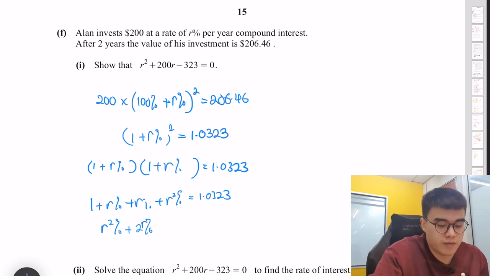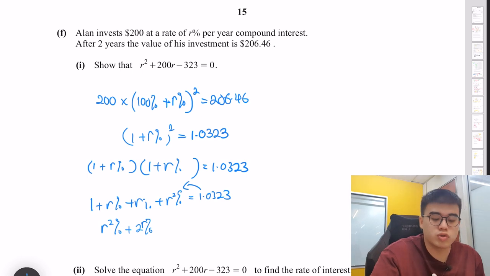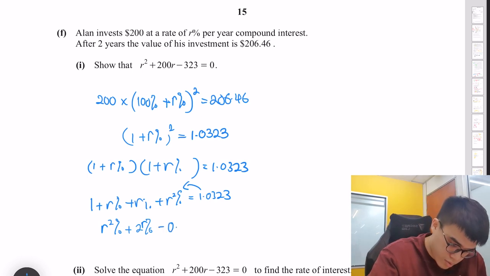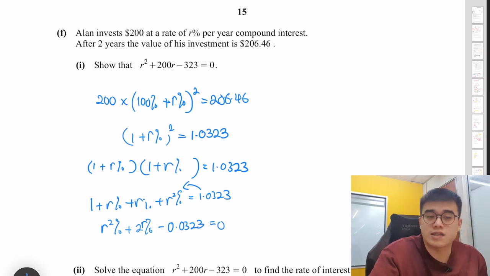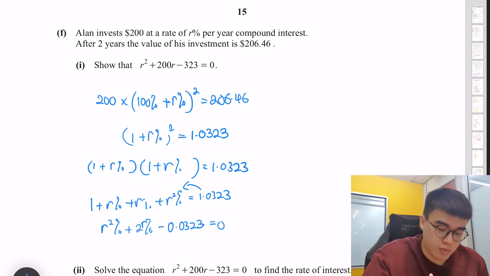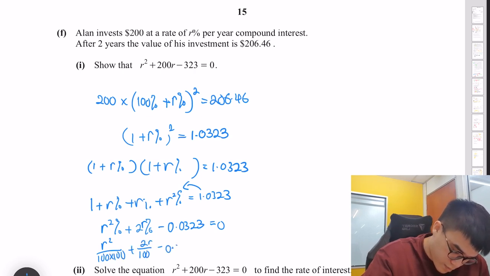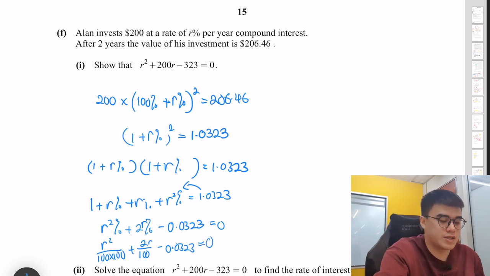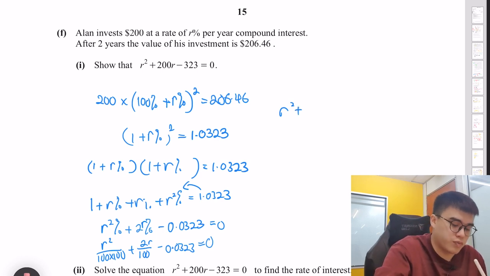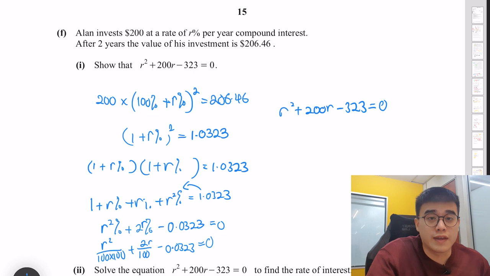I bring the negative. I bring the 1.0323 over. Okay. Then the last step is to get rid of the percentage there. Since percentage is divided by 100 and it was being squared at the front, I will actually have this at the bottom. So by making their denominator the same, I should be able to prove the result the question wanted, which is 200R minus 323 as my final answer.